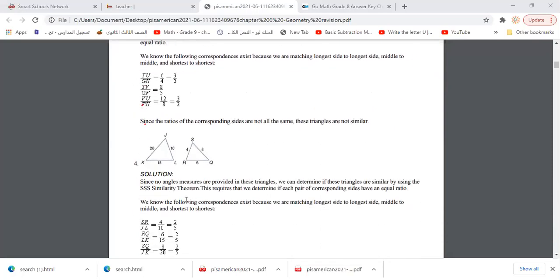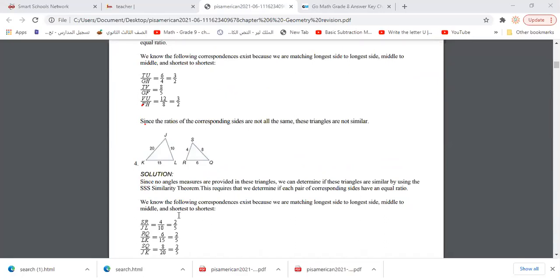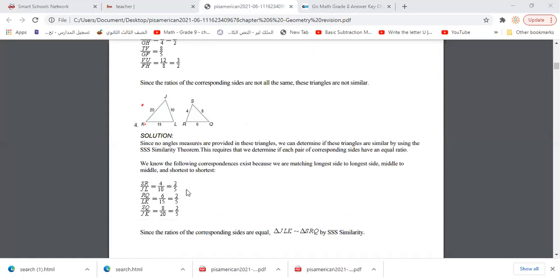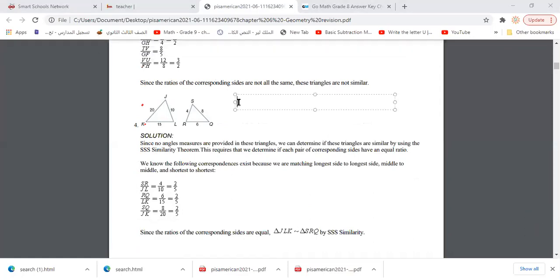Then we have another example for this one. Also, we will find the length of each corresponding side. We will note that they have the same ratio. Then the two triangles are similar. Then for sure, in the exam, it's not a secret, I'm going to give you a question related to this part, in which we will prove that two triangles are similar.